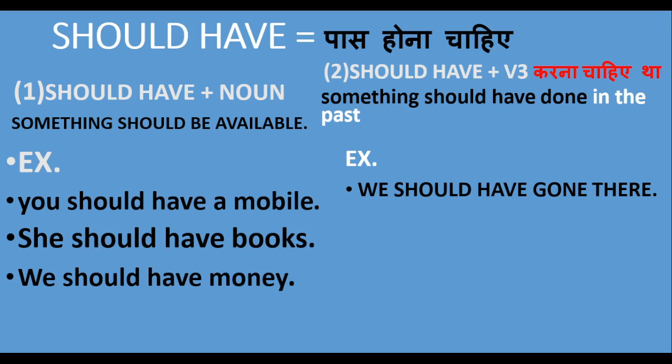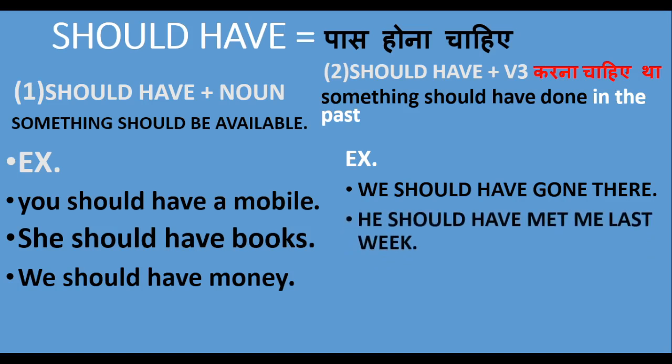And let me show you my second example. You should have met me last week. This sentence is also showing regret of the past, about what he should have done. For example, I had a friend and he was going to America for study. And he wanted to meet me, but unfortunately he did not meet me. And after his arrival in America, he was regretting and thinking he should have met me last week.